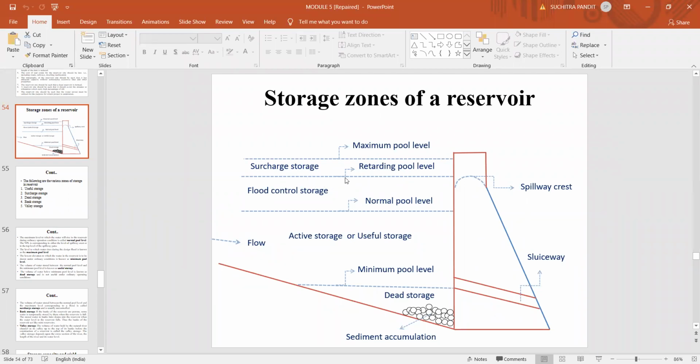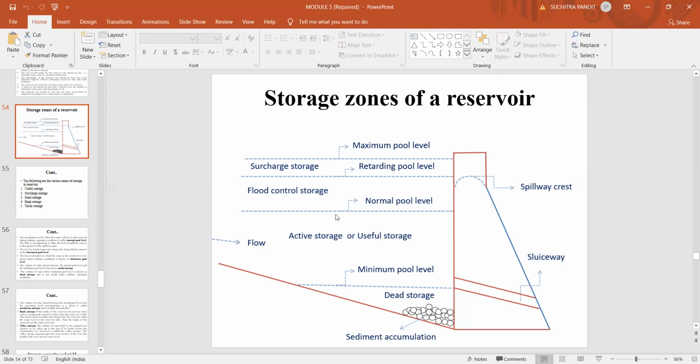And the water level between the retarding pool level and the normal pool level is called the flood control storage. So whenever there is an excess flow in the stream, in case of flood, some portion of the water can be stored in the reservoir. As and when the flood recedes, this portion of the water can be released through the spillway gates.